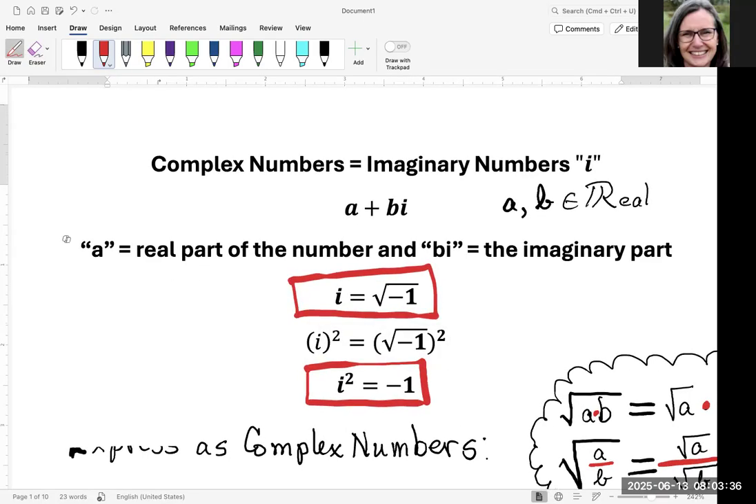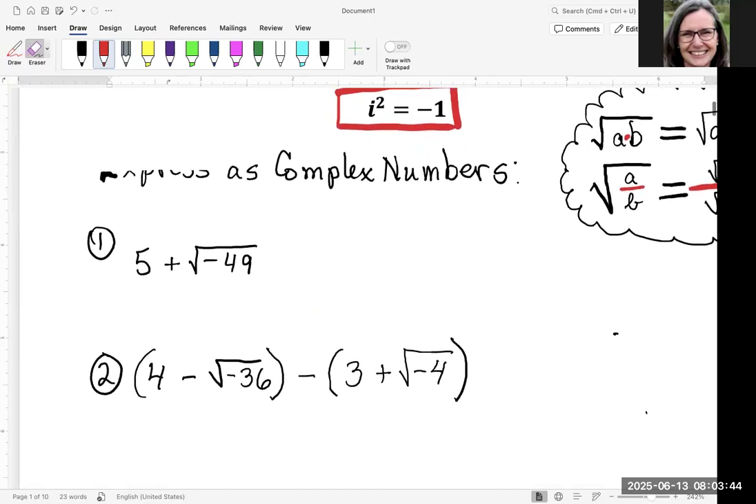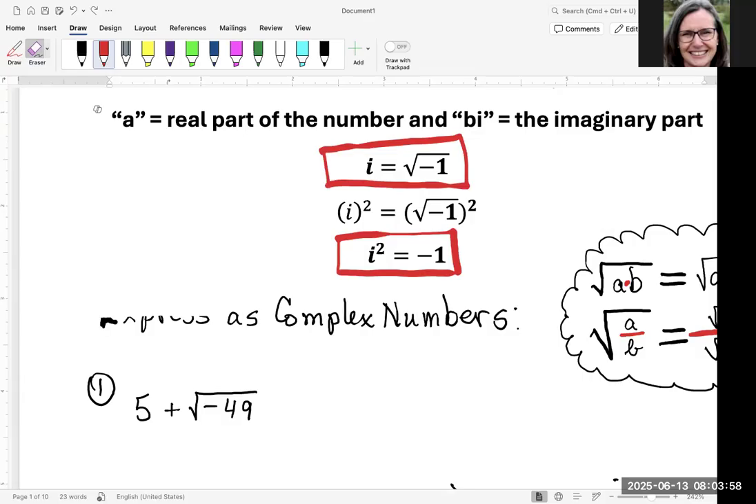All right, we're going to express these expressions as a complex number, meaning we don't want to have or use a negative under the radical. Five plus the square root of -49. The square root of -49 is not a real number. We're going to rewrite this, given our new info.